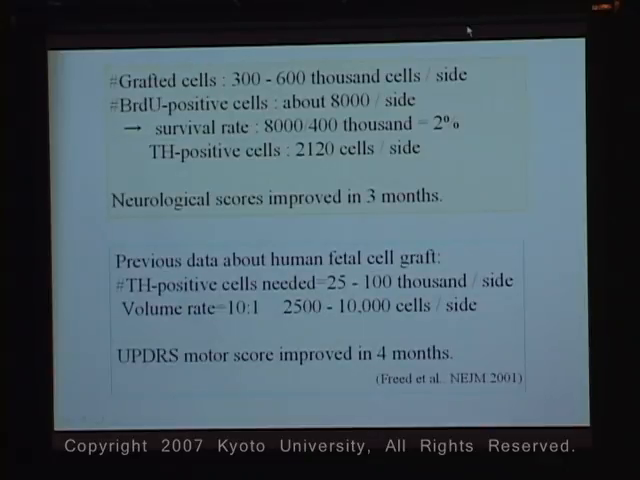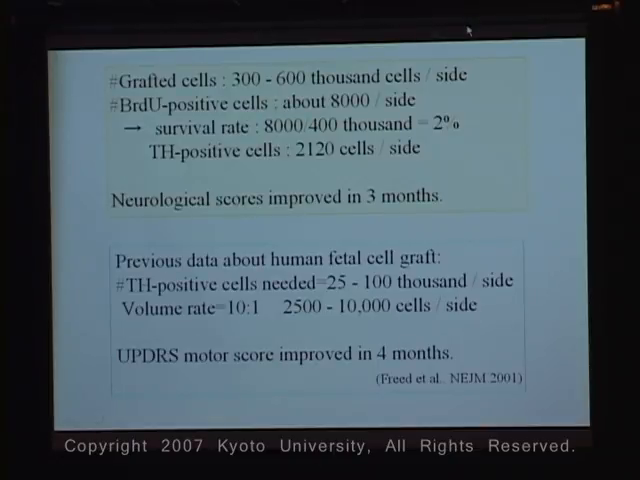So this is a summary of the monkey experiment. The survival rate was very low, so we have to seriously think about a method to improve this. And the number of TH positive cells is a little bit more than 2,000 cells per site. There are a lot of clinical data that Professor Brundin showed.